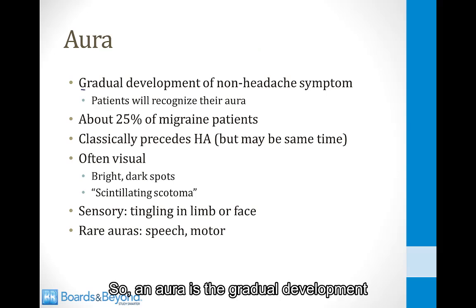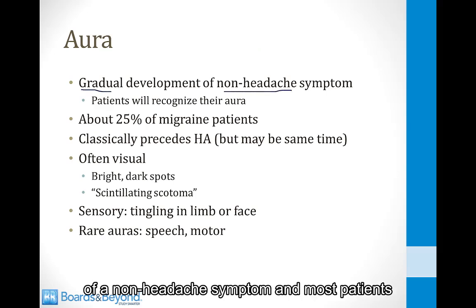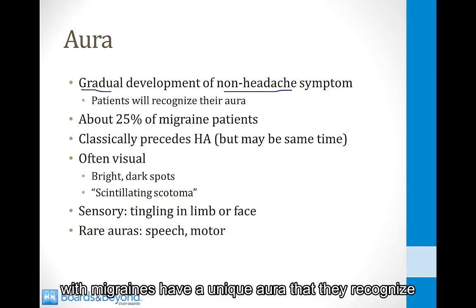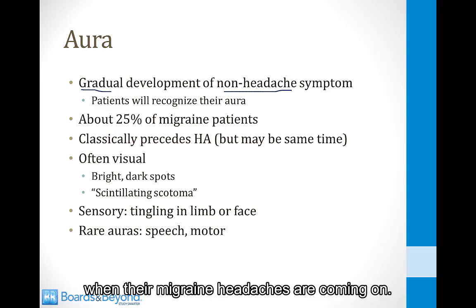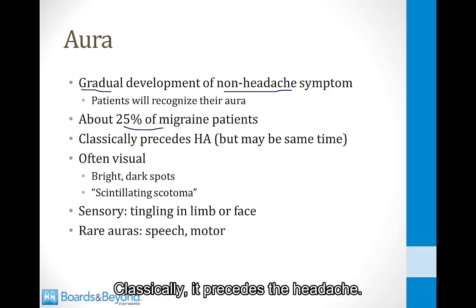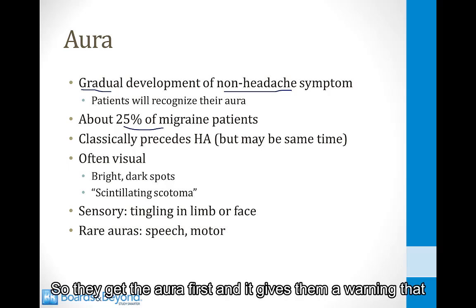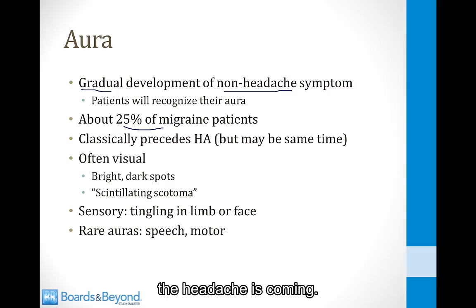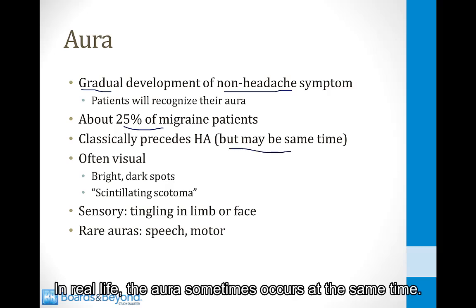So an aura is the gradual development of a non-headache symptom, and most patients with migraines have a unique aura that they recognize when their migraine headaches are coming on. About a quarter of migraine patients have an aura. Classically, it precedes the headache, so they get the aura first and it gives them a warning that the headache is coming. In real life, the aura sometimes occurs at the same time.